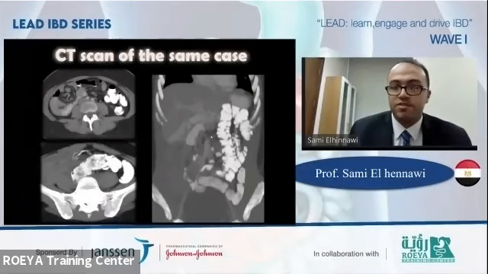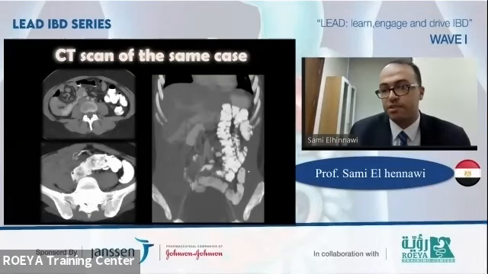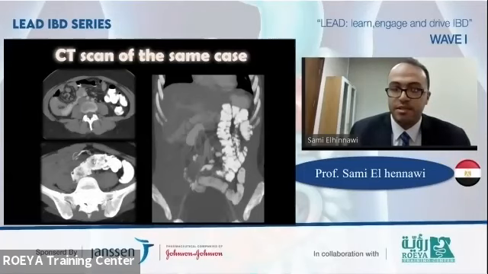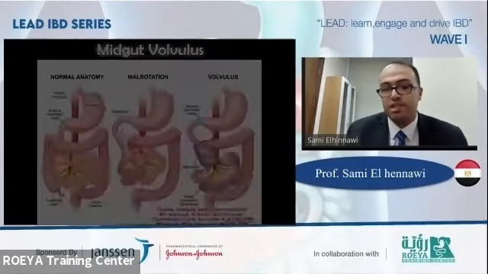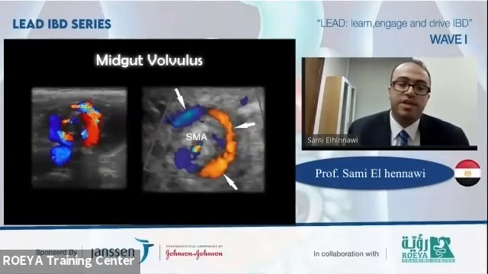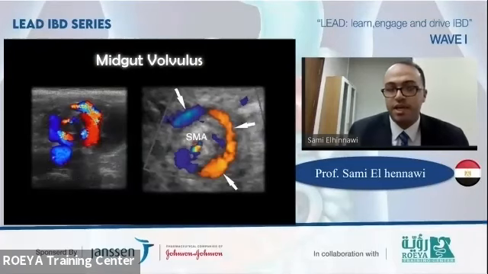Here is a CT scan of the same patient, showing the whole large bowel is located on the left side, and the cecum and the appendix are located in the midline. These patients are prone to an emergency condition called mid-gut volvulus, where the duodenum, superior mesenteric vein, and small bowel revolve around the superior mesenteric artery, and it's a surgical emergency, and it occurs mainly in pediatrics.